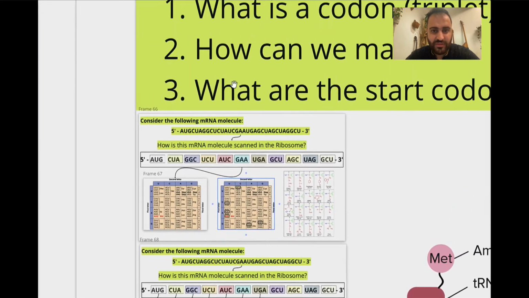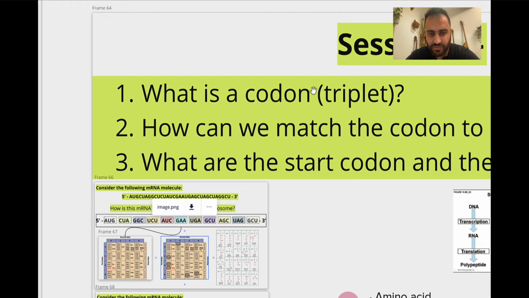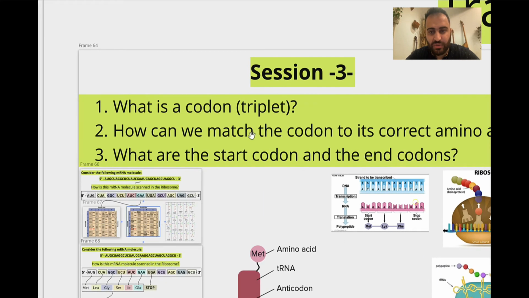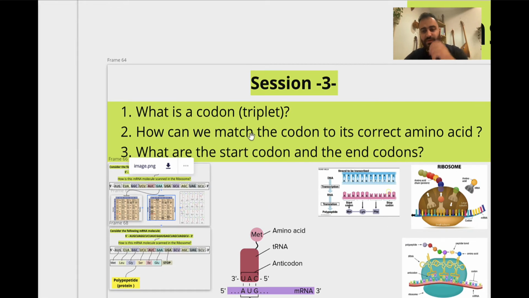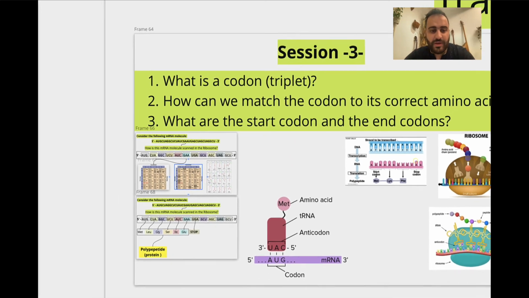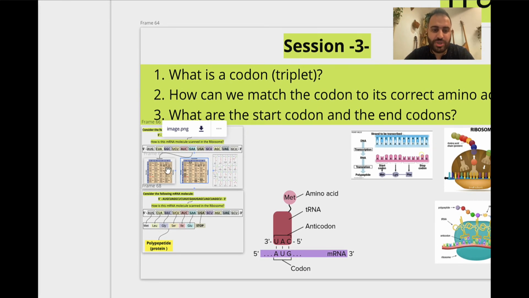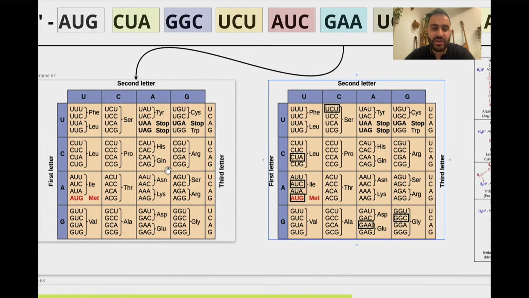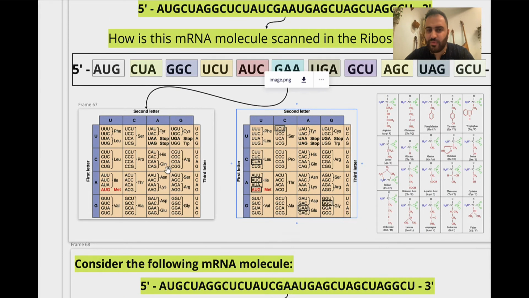So this is to answer the question, what is a codon and how can we match the codon into the correct amino acid? We do that by simply referring to the codon chart. And again, this chart always is given. You don't have to memorize it. So whenever you have a question, an assessment, you'll be having this chart in the assessment as well.